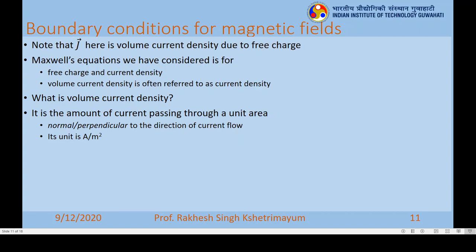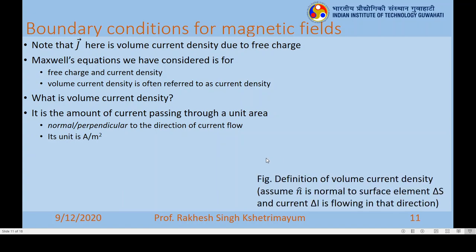Area should have a unit area. And one more point to be noted is that that area should be perpendicular to the direction of current flow. We are considering a unit area and that area is existing perpendicular or normal to the direction of current flow. So now in that case, the unit for volume current density is amperes per meter square. Is that okay? So let us try to understand it from this diagram here.